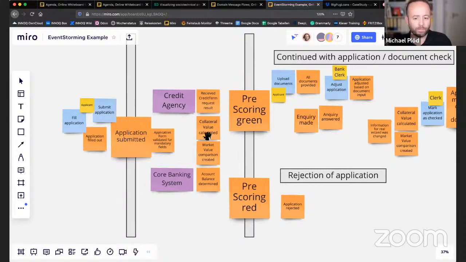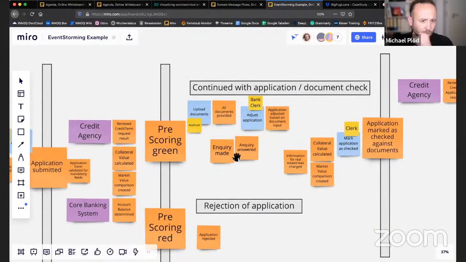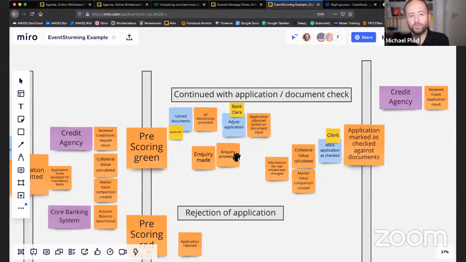When pre-scoring is red, we reject the application. We say, oh no, not going to happen. We won't go into business with you. Sorry. Then if pre-scoring is green, we ask the applicants to prove some information on the application form based on some documents. For instance, we ask for a pay slip. We ask for an expose of the real estate, stuff like that.